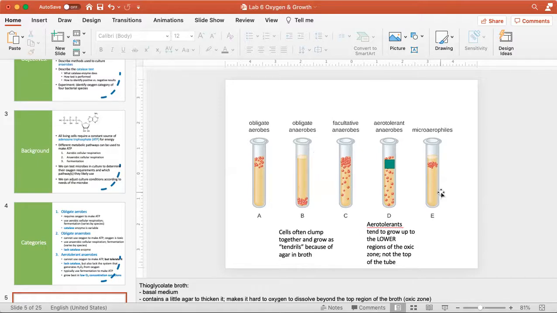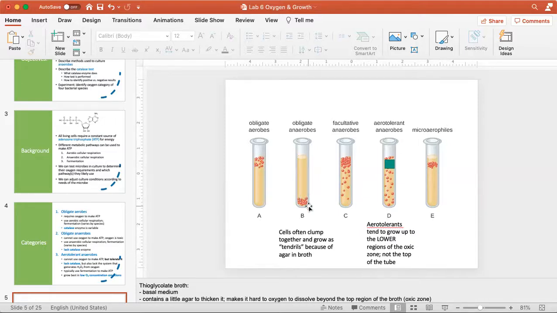So what a thioglycolate tube does is it gives us an opportunity to see where an organism likes to grow. Does it like to grow where there's lots of oxygen, like an obligate aerobe? It's going to grow right up at the top of the tube. We give this region, it's about the top 20% of the tube, we call it the oxic zone. The word is right here on the slide, O-X-I-C, oxic zone, because there's going to be plenty of oxygen in the medium right here.